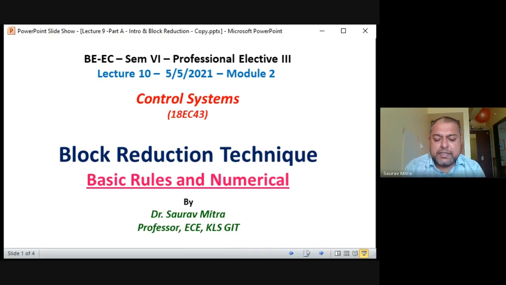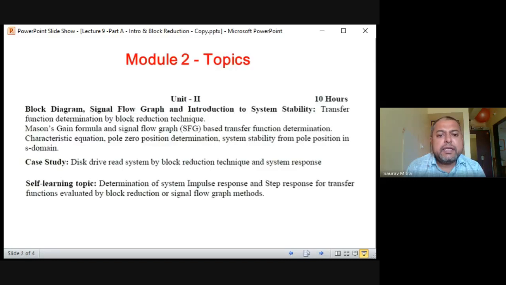So we had started module 2, and we had seen the very basic rules for finding out the transfer function, and there are about 10 rules which are given in the book of M. Gopal, page number 110, 111. Out of that we had seen the first 5 rules, and I had shown what is to be done in the system if the summing point is shifted afterwards, that means after the gain block.